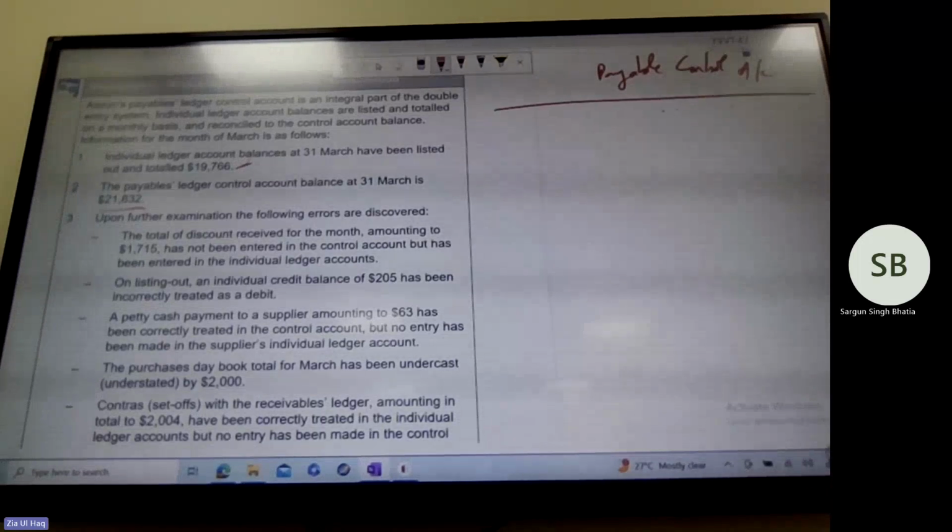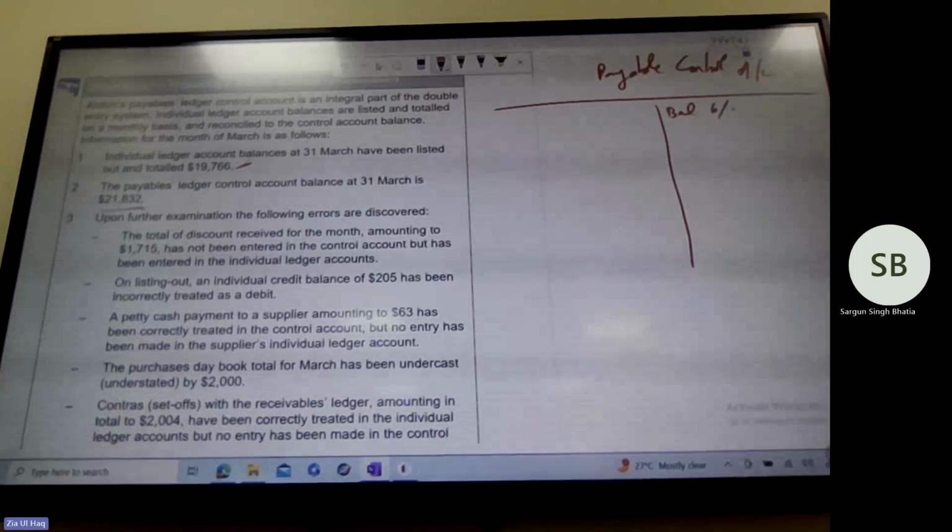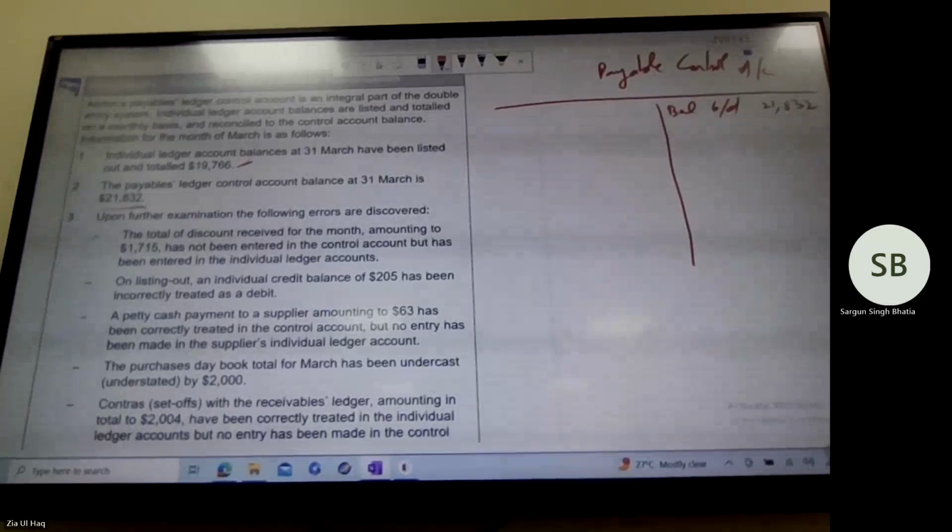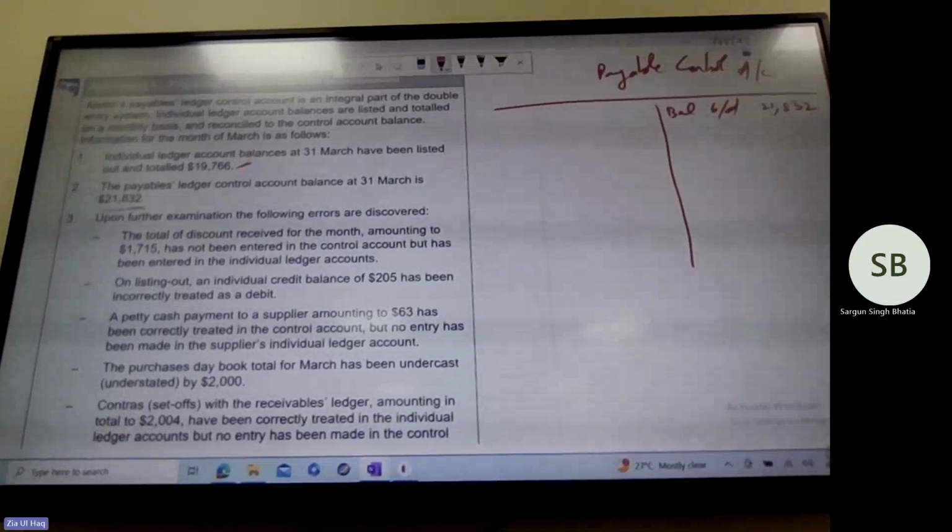And normally the payable ledger balance is credit. So we will record balance brought down, how much? 21,832. And this is the individual ledger balance.